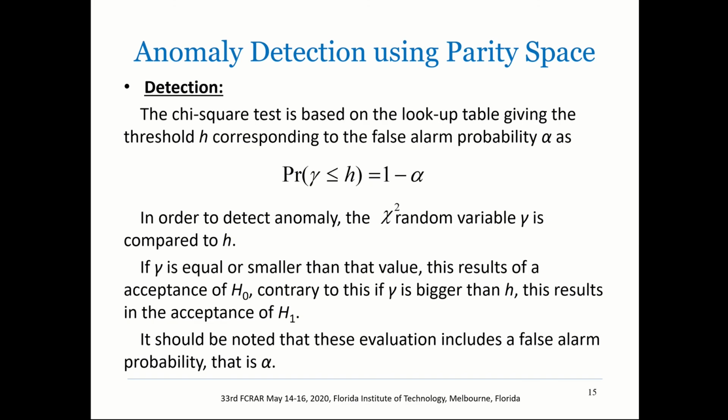The chi-square test is based on the lookup table giving the threshold h corresponding to the false alarm probability alpha, which is seen there. In order to detect the anomaly, the chi-squared random variable gamma is compared to h. If gamma is equal or smaller than that value, this results in an acceptance of H0. Contrary, it will be acceptance of H1. It should also be noted that these evaluations include a false alarm probability that is alpha.